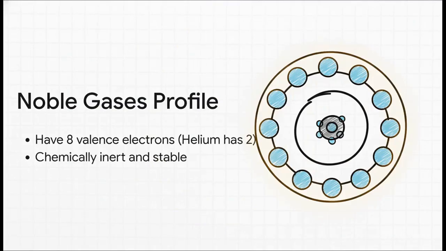You know, neon, argon, they're the happy homebodies of the periodic table. They've already reached chemical perfection, so they just keep to themselves. They're happy as they are.